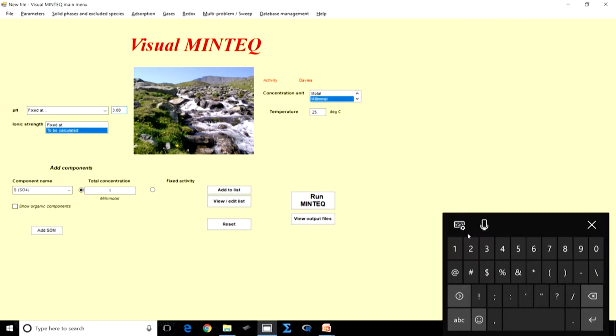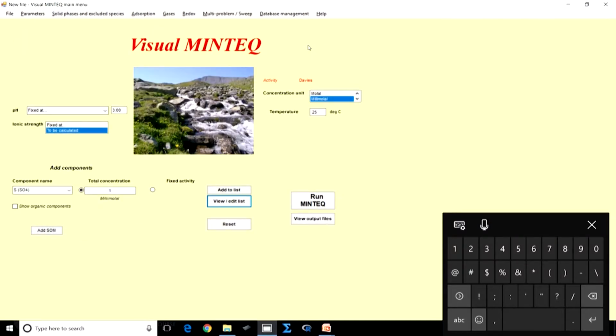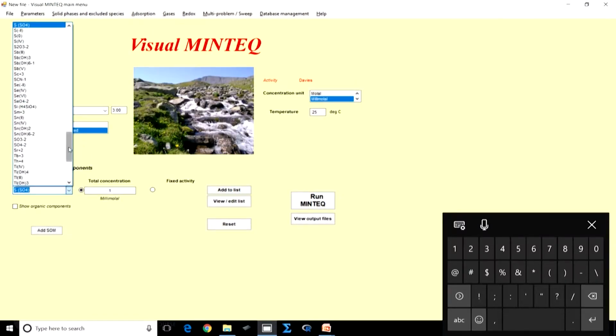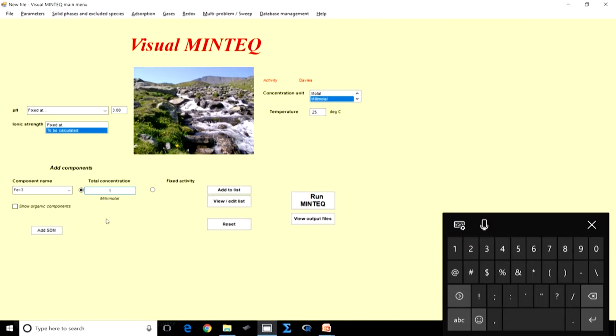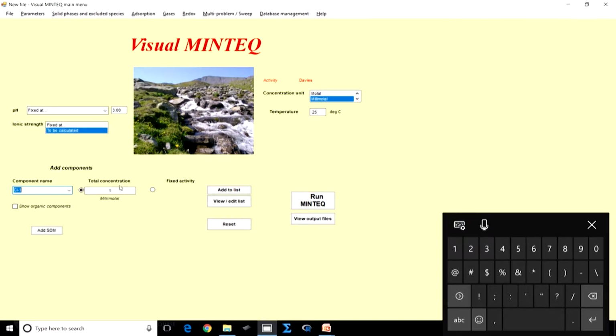pH at 3, and now I need to edit the list. I am going to delete Fe2+ and SO4 2-, and go back to the main menu, and now I am going to plug in Fe3+ initially. And where do we have Fe3+? That is here. Again I will stick with 1 millimolar, add to list, and then Cl-, and that has to be 3 though, right, 3 millimolar, and I add that to the list.